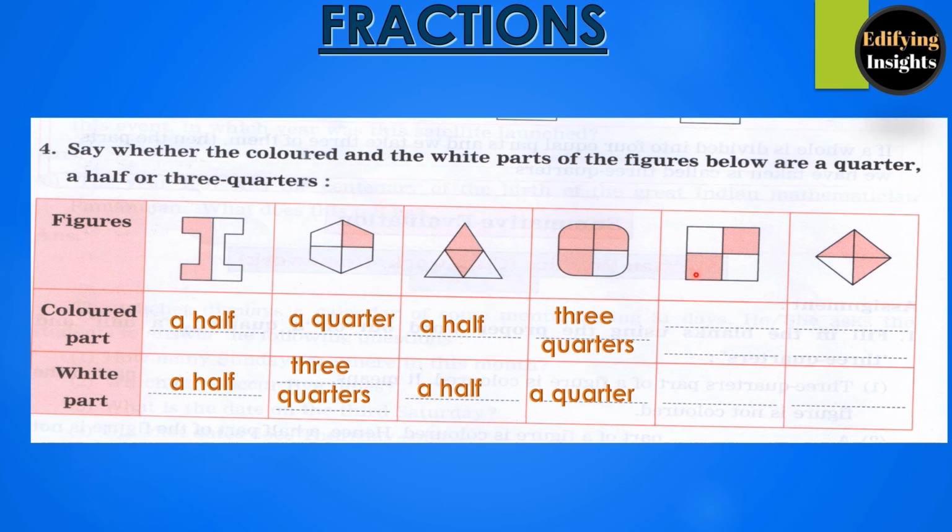Now here in this rectangle, it is divided into 4 equal parts. 2 parts are colored and 2 parts are not colored, so we write a half, a half. Now here in this figure, it is divided into 4 equal parts. Out of the 4 parts, 3 parts are colored, so we write 3/4, and only one part is not colored, which is white, so we write a quarter.